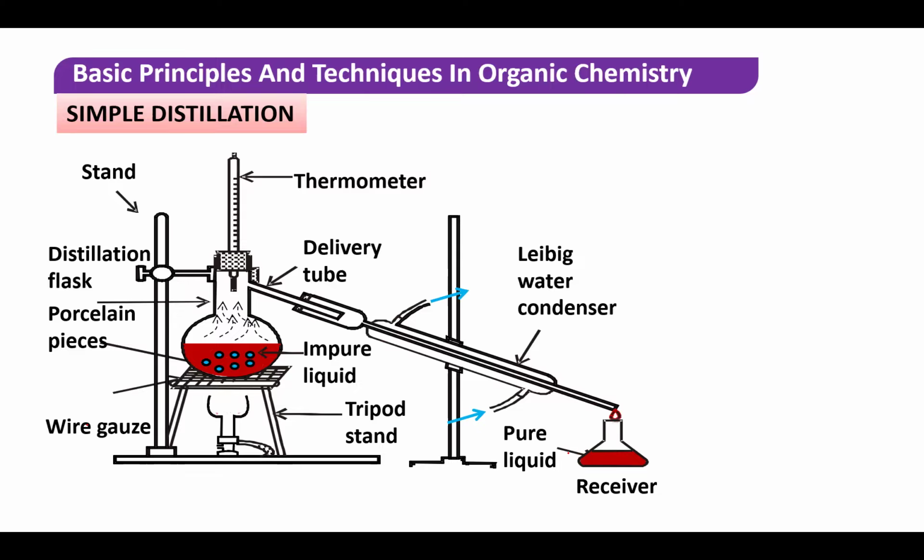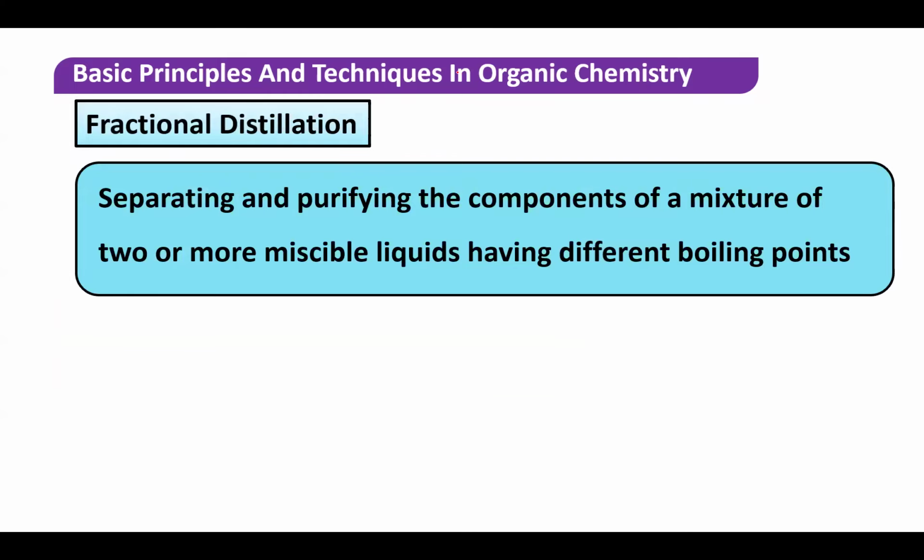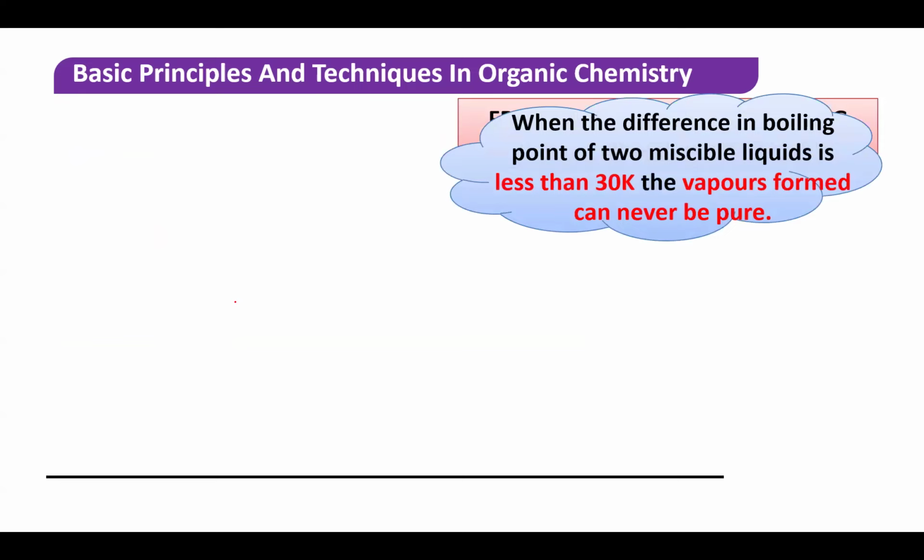But now we have to do what, beta? Fractional. What is the principle in fractional distillation? Both the liquids should have a difference in boiling point. The lower boiling point will form vapor first. But here we have to be careful. Here we have to use a fractionating column.